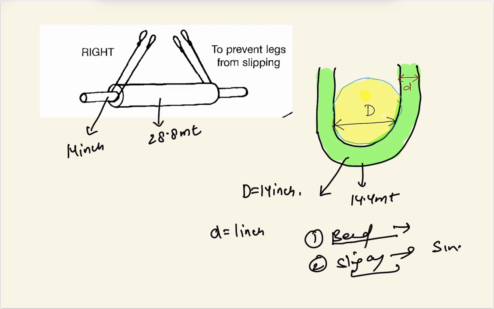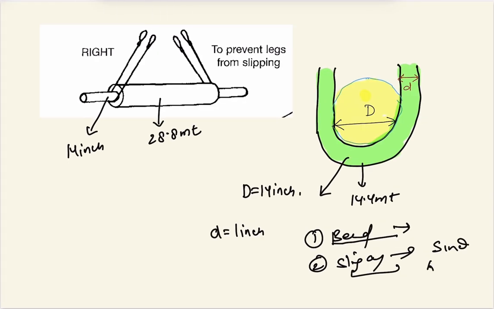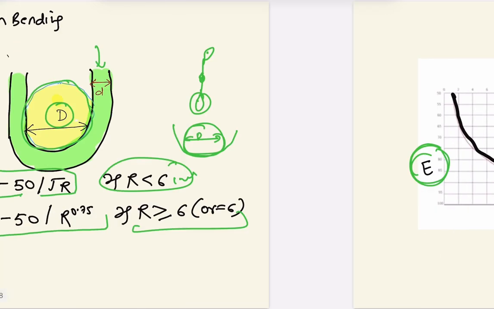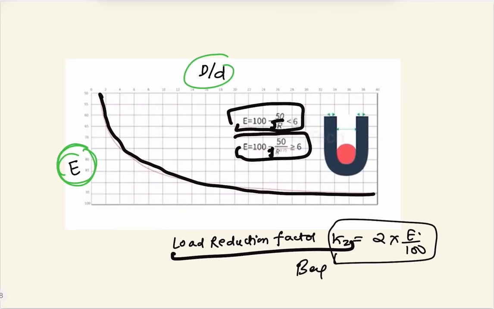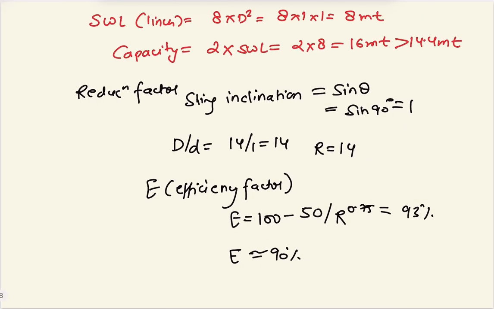For the sling angle, the reduction factor is given by sin theta. If we call that K1, then for bending it is K2, and K2 will be equal to 2 times E by 100, where E is the efficiency reduction factor. So you have to remember this always. The efficiency correction factor is E, so the reduction factor due to bending K2 is equal to 2 into E by 100. With an example, it will be more clear.